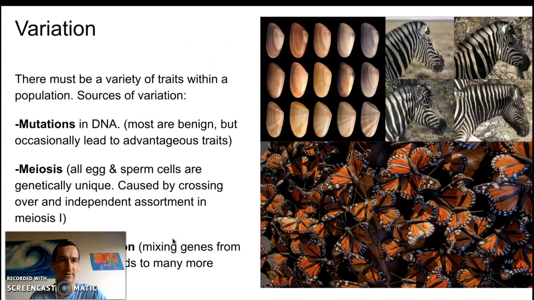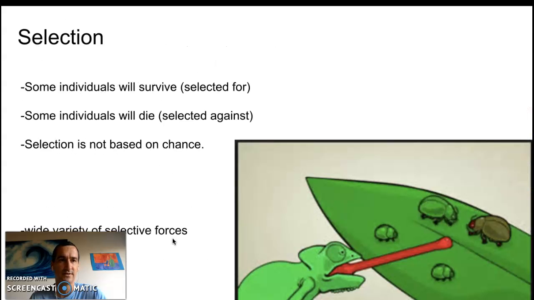Okay, so we have two so far that we've covered: variation and overproduction. Third is selection. There are selective forces that will favor some organisms and eliminate others. Some of these beetles in this picture are going to survive. Looks like the green ones are going to survive because they're camouflaged, and this dark green or brown one here is going to get eaten by this critter. What is that, a gecko?